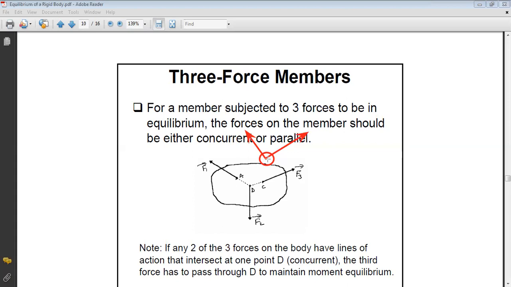In order to ensure that the sum of moments equals zero, the three forces should pass by the same point. In this case, if I do the sum of moments about this point, I will get zero. This is why we say that if you have a three-force member, the three forces should pass by one point to ensure equilibrium of the rigid body. Okay? And if they are parallel, then they should be in a way to have the sum of moments equal to zero. So the magnitudes of these forces should be selected in a way to have the sum of moments equal zero.